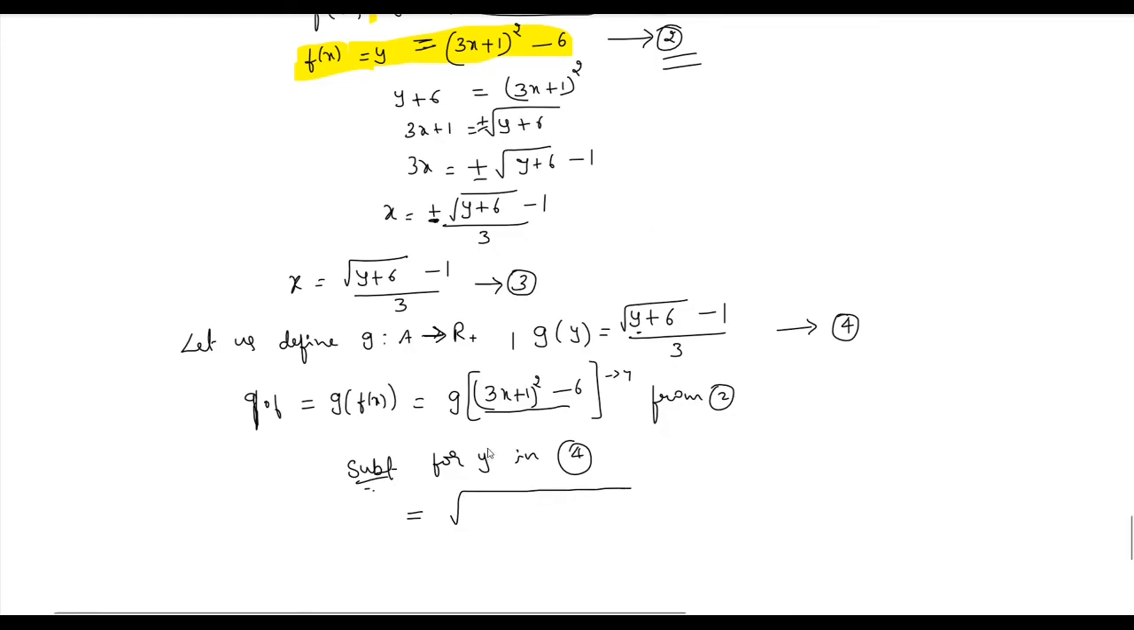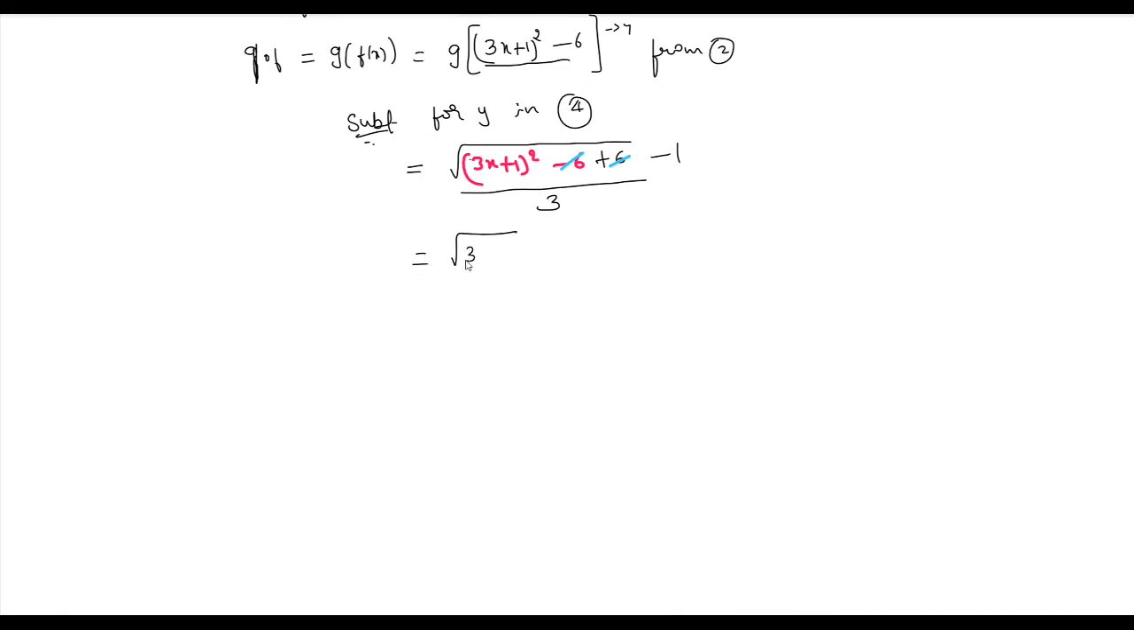Only this y part, I am writing it in pink color: 3 into (3x plus 1) whole square minus 6. Now, as in the equation, it is minus 6. As for the function, it is whole divided by 3. This minus 6 and plus 6 get cancelled. This is equal to root of (3x plus 1) whole square, under this root, minus 1, whole divided by 3. This will be 3x plus 1 minus 1, whole divided by 3. Plus 1 minus 1 gets cancelled. This is 3x by 3, which is equal to x.